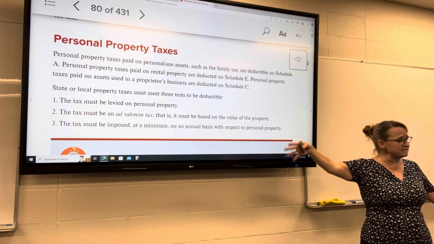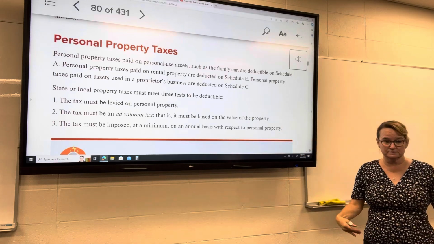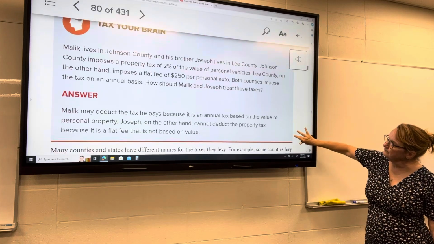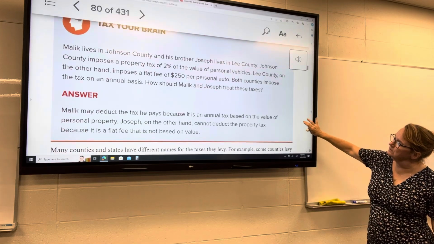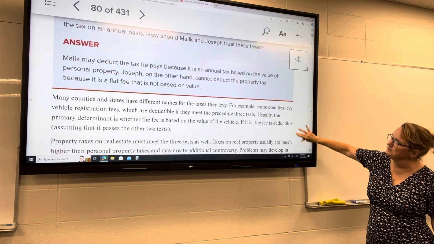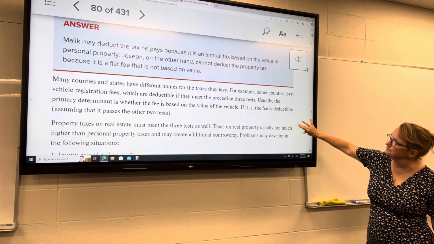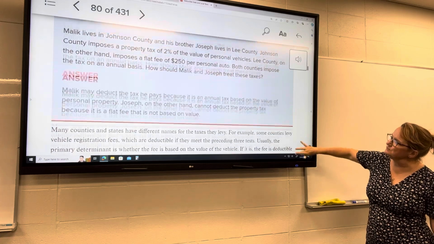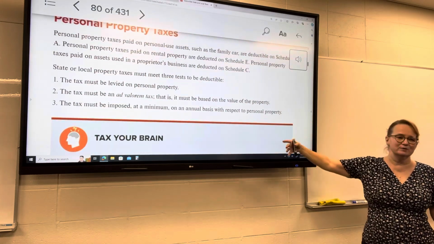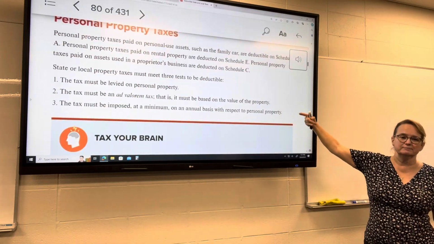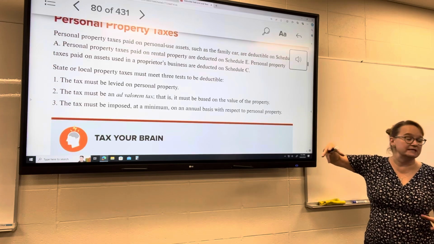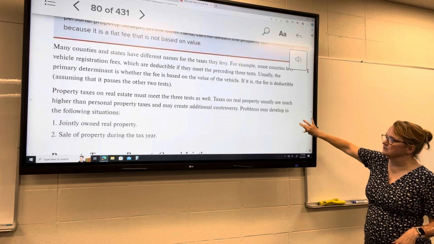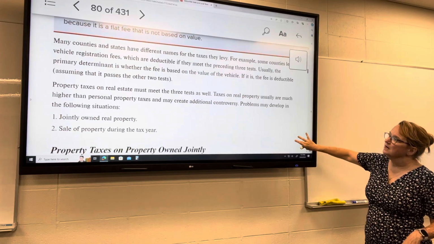Also, that tax has to be imposed on an annual basis as well. So yeah, it doesn't really matter what they call it. Like in Iowa, they call it an annual registration fee, but by definition, that part of it is an ad valorem tax. So you can call it that.